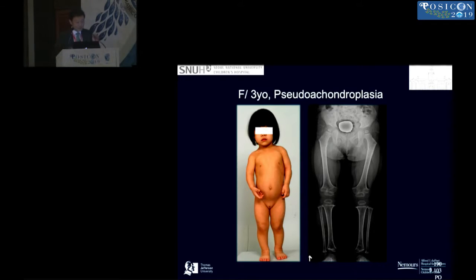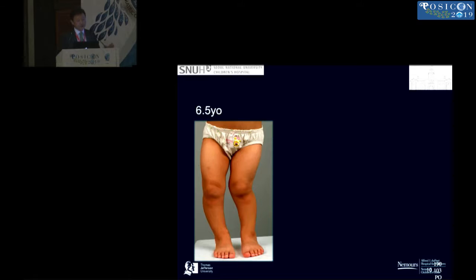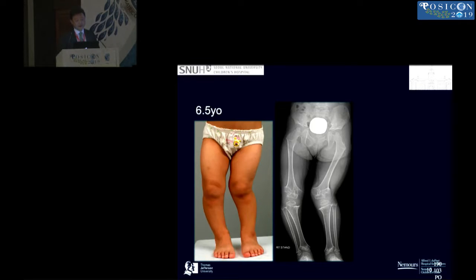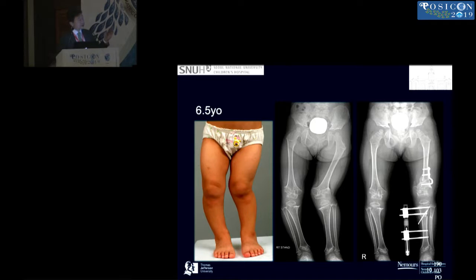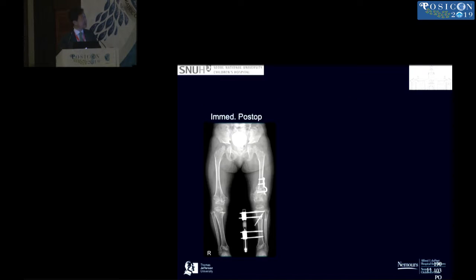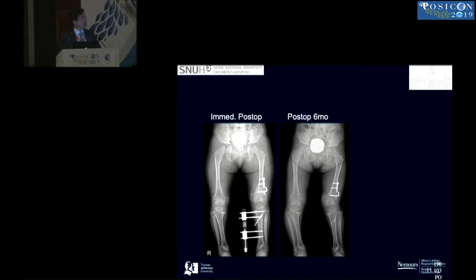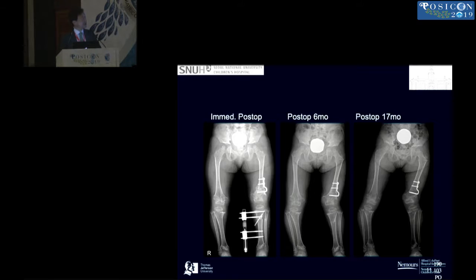And I'm going to present another case with recurrence. Is pseudoachondroplasia, very typical X-ray. And she began to develop this windswept deformity, and it became severe. So I corrected the left limb first using the acute correction by osteotomy, internal fixation femur, external fixation tibia. It looks very nice in the beginning, but only 6 months later it recurred. Genu valgum recurred so severely.